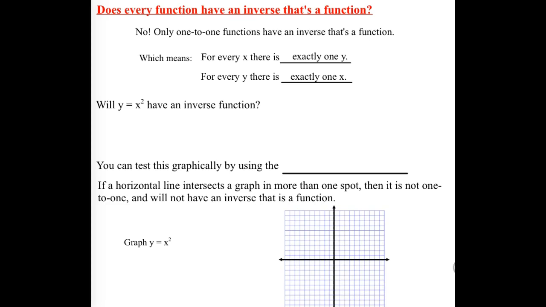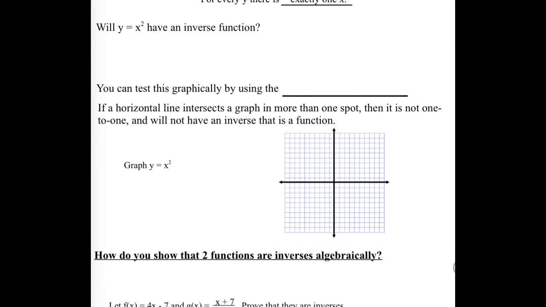So our question, will y equals x squared have an inverse that is a function? It has an inverse. The question is, will it be a function? So my first question for you is, what does y equals x squared look like? That's a parabola, right? Our basic parabola. All right, so if we were to graph that, 0, 0, 1, 1, 2, 4, 3, 9, and then its opposite side. So we are agreeing that this is a function. Now the question is, will its inverse be a function?